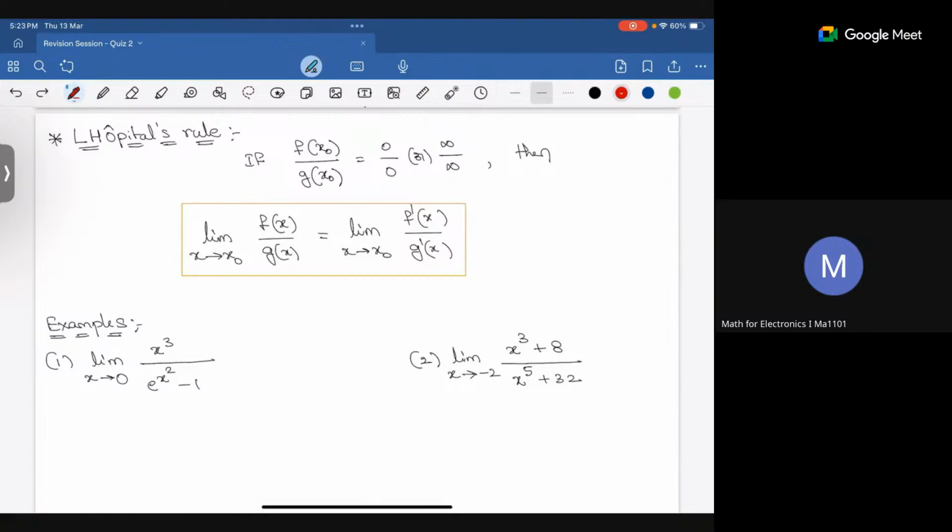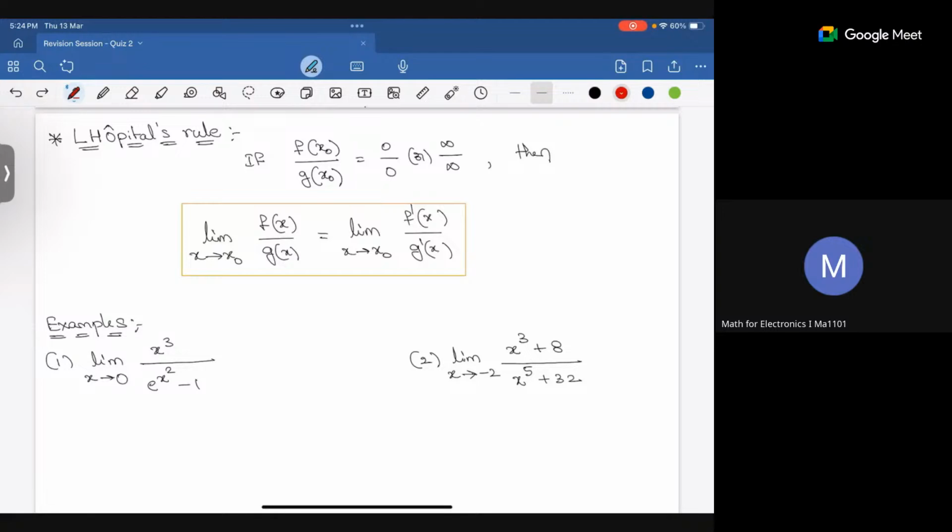We were not able to do limit computations when we arrived at something of the form 0 by 0 or infinity by infinity, which are called indeterminate forms, right? When we reach these kinds of expressions, we don't have any tool to compute the limits further. So L'Hopital's rule will help us. How does it help us?